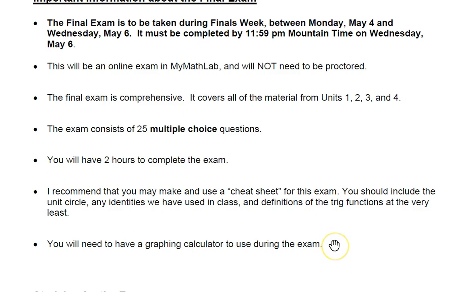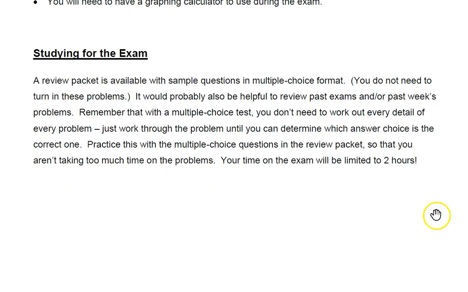You will also need to have a graphing calculator to use during the exam. You should have the one that you borrowed from the library or that you got to use for this class. If you don't have that one, there is a free version of a TI-84 calculator that you can get online. If you need to do that, just contact me and I'll tell you how to find it. That's actually what I did for the second half of the semester so that I have a graphing calculator that I can use on my own laptop.